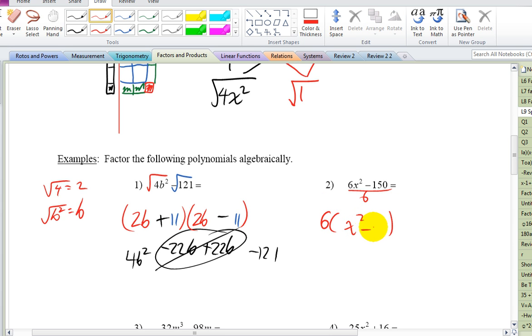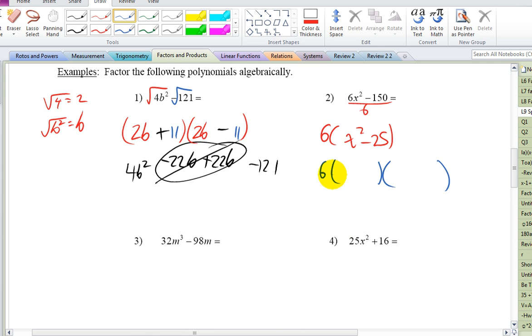X squared minus 25. So you have to factor it again. Don't lose the 6, but try and factor x squared minus 25. Go. X plus 5, x minus 5. How many factors? 3. 1, 2, 3. Okay. All right, try the next one.